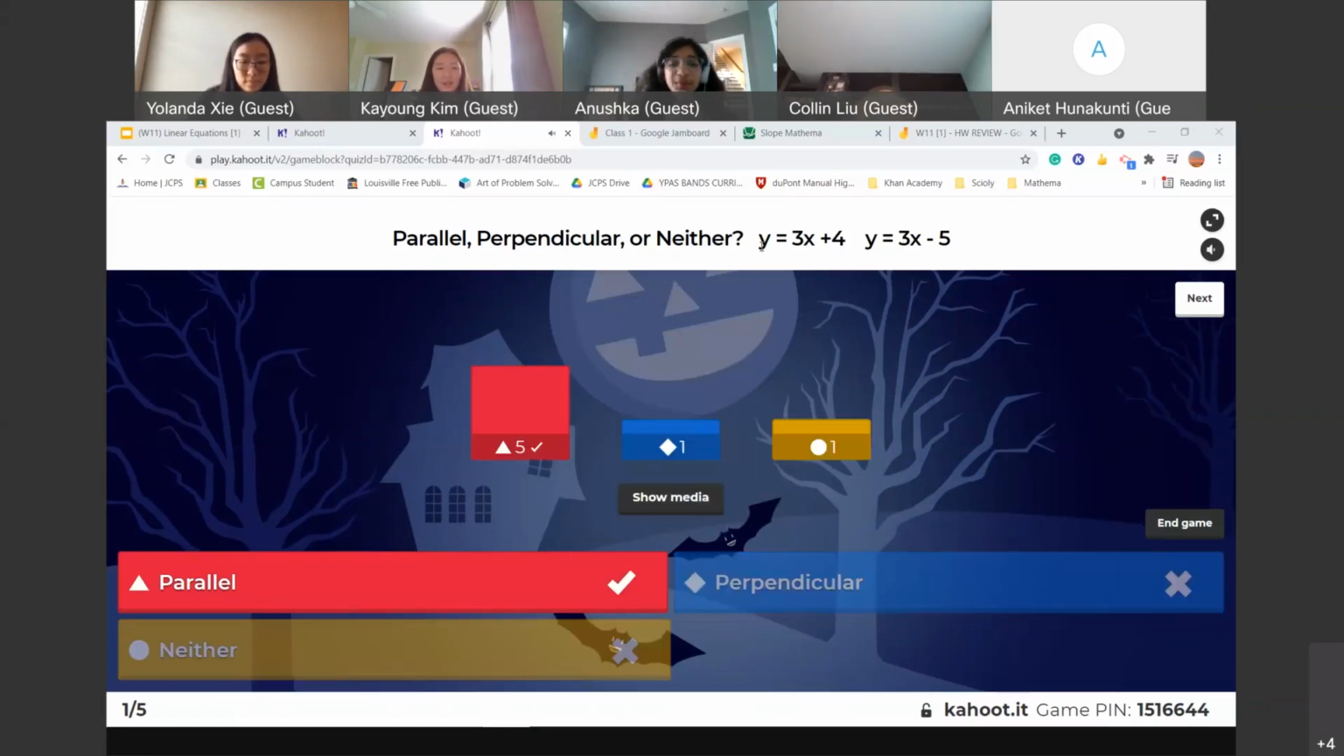Yay! Parallel. Who said neither? Me, don't judge my skill. Colin, why did you say neither? It doesn't look parallel. Yes, it does. How will you know if it's parallel? Because remember, we look at the slope. The slopes are the same, which means parallel. Remember this.